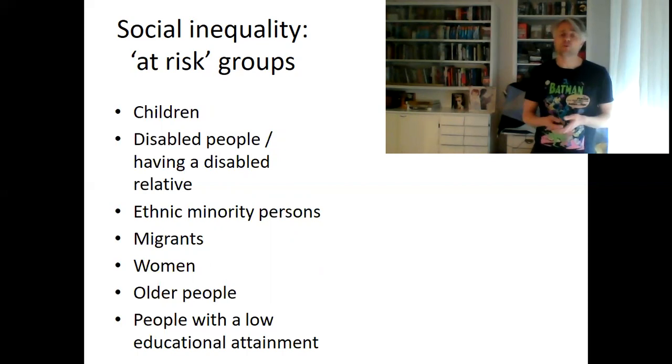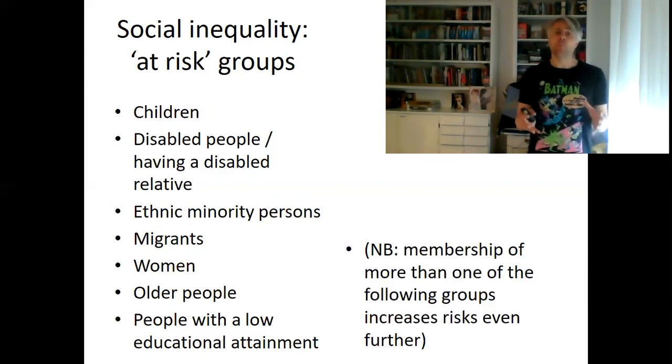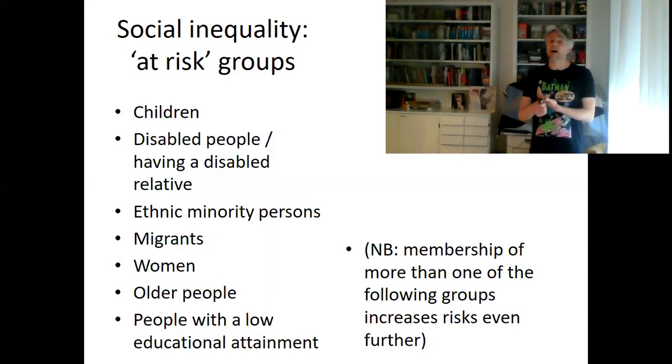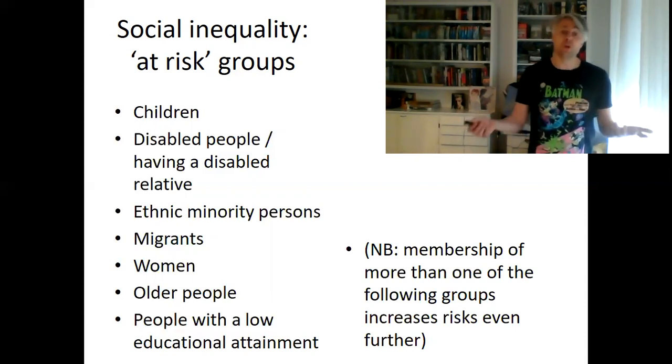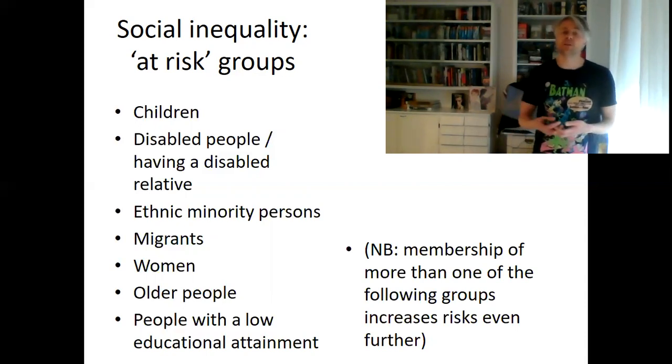Again, to make this sobering conversation even more frightening, please note, membership of more than one of these groups increases the risks even further. You know, so if I happen to be, say, a female migrant with children, my chance of slipping into poverty, statistically speaking, is multiplied 3 times.